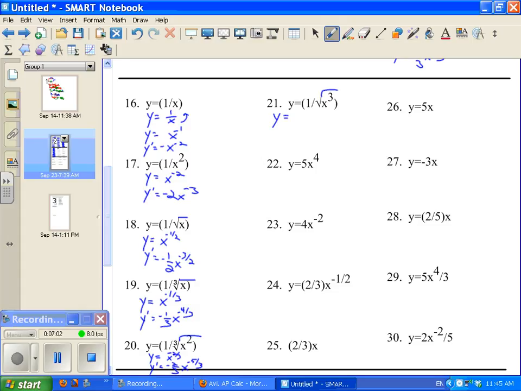Rewrite, x to the negative 1/3. Not 1. What number's here? 2/3. And that comes under here, so it's going to be x to the negative 3 halves. And then when I take the derivative of that, x to the negative 5 halves. Good. Okay, now what about this, when I have a coefficient out in front?